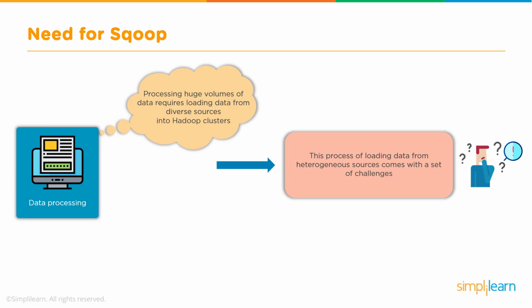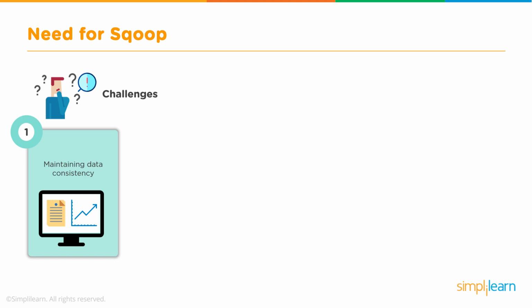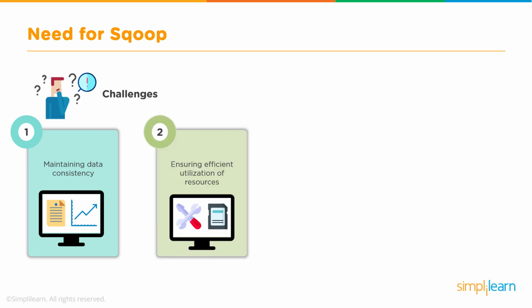So where does the need for Sqoop come in our big data Hadoop file system? Processing huge volumes of data requires loading data from diverse sources into a Hadoop cluster. And you can see here we have our data processing, and this process of loading data from the heterogeneous sources comes with a set of challenges. So what are the challenges? Maintaining data consistency, ensuring efficient utilization of resources, especially when you're talking about big data. We can certainly use up the resources when importing terabytes and petabytes of data over the course of time.